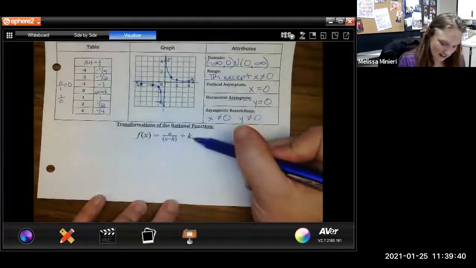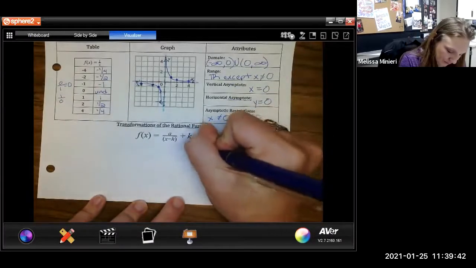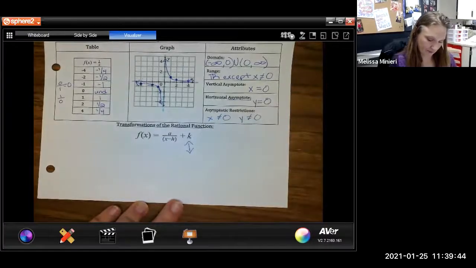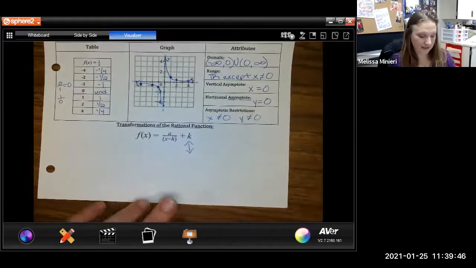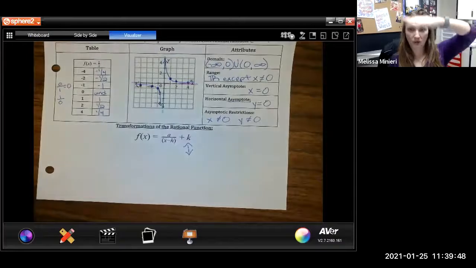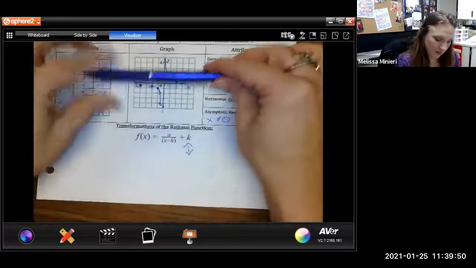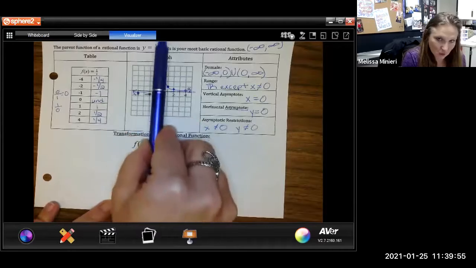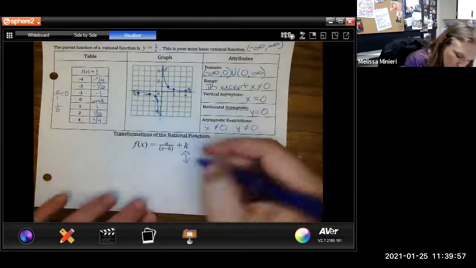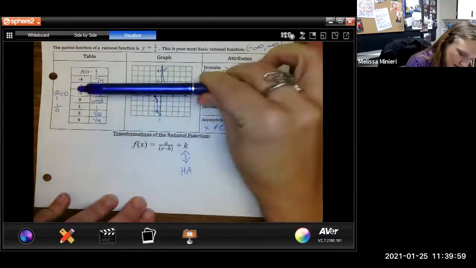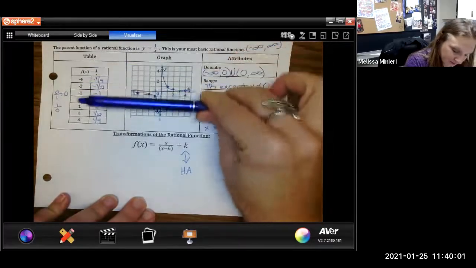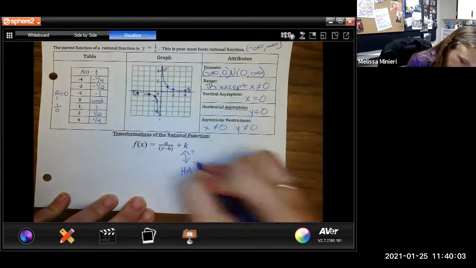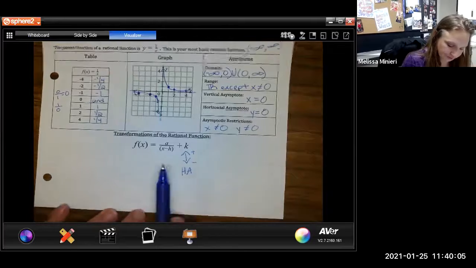It shifts it up and down, right? Yeah, K shifts up and down. And so since it shifts it up and down, that's going to shift our horizontal asymptote up and down. Because think about the vertical one, this shifting up and down is not doing anything. So this one is going to shift the horizontal asymptote like this up and down. Okay, so when it's positive, it's going to go up, negative, it's going to go down.